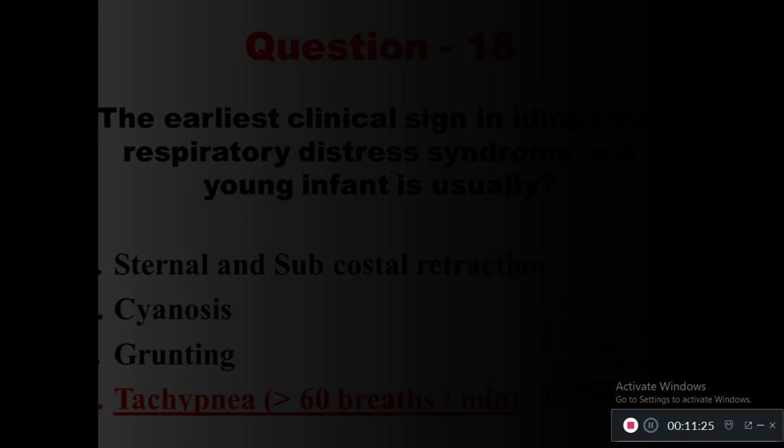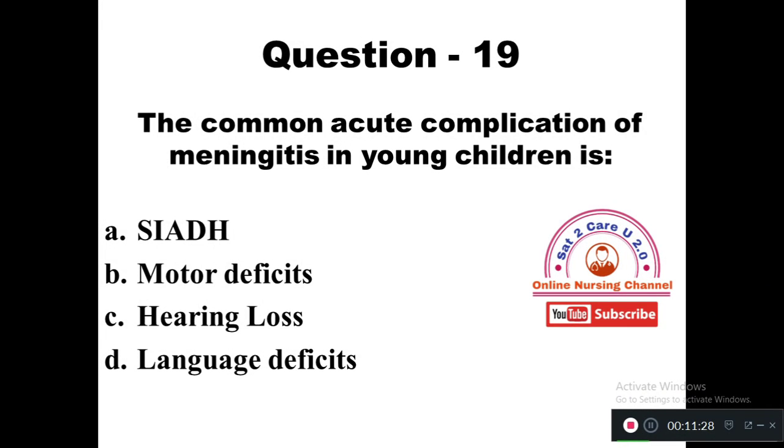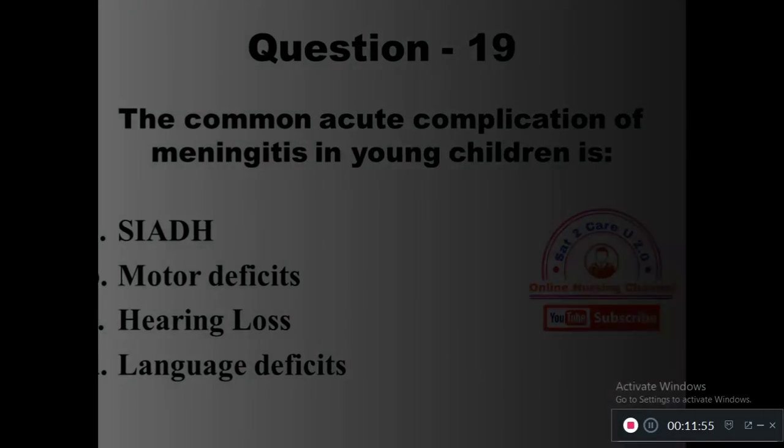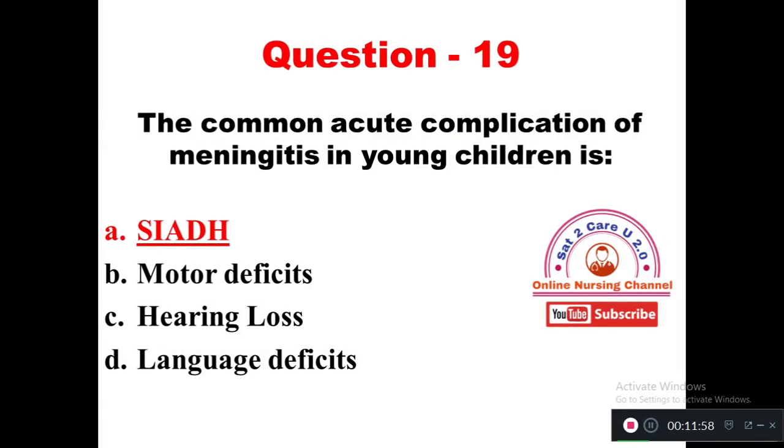Question number 19. The common acute complication of meningitis in young children is option A SIADH, syndrome of inappropriate antidiuretic hormone, option B motor deficit, option C hearing loss, option D language deficit. The most common acute complication in meningitis is option A SIADH, whereas all the other complications occur over a chronic period of time.